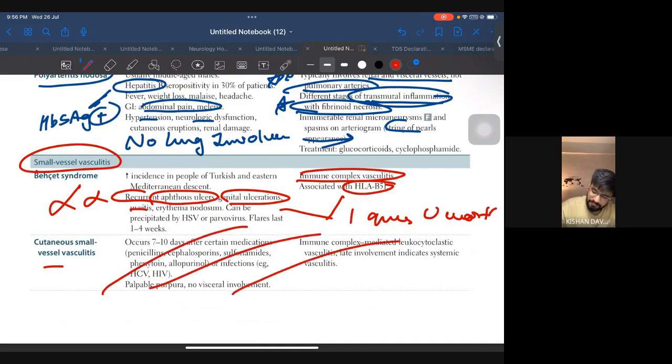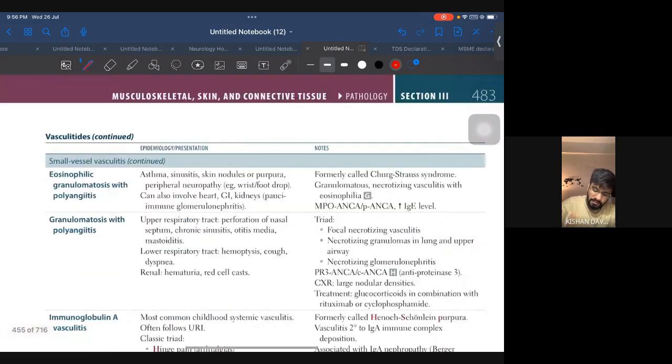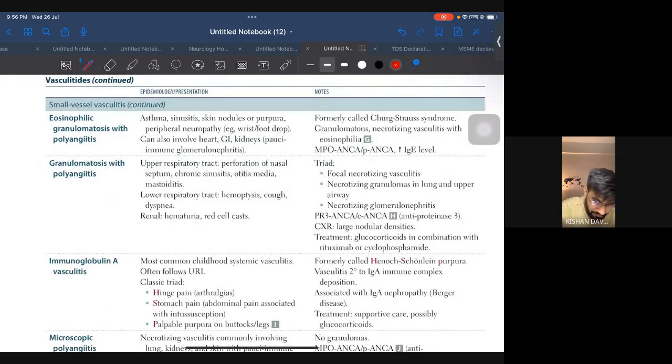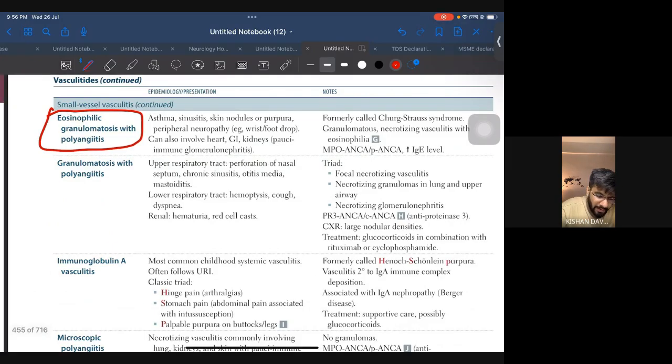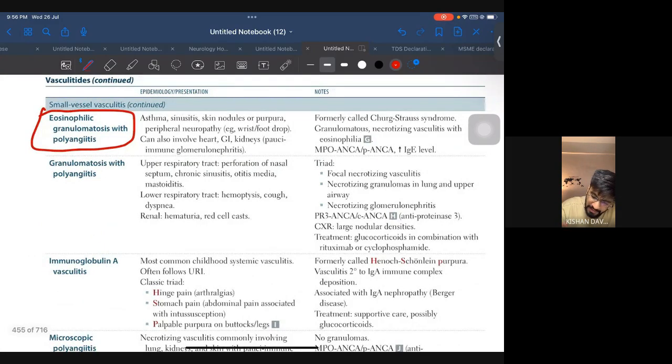Ignore. This is the main deal. First one, eosinophilic granulomatosis with polyangiitis. Okay. इसका दूसरा नाम क्या है? Can anyone tell me what is the another name? Okay, यहाँ पे दिया ही हुआ है. Churg-Strauss syndrome. They won't give you this name. They will give you Churg-Strauss syndrome.